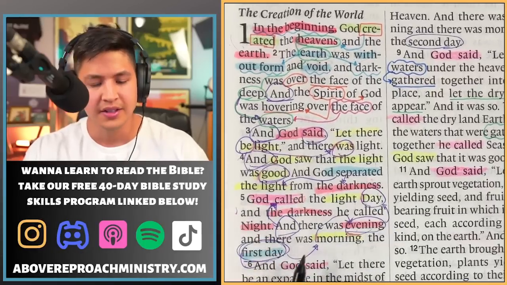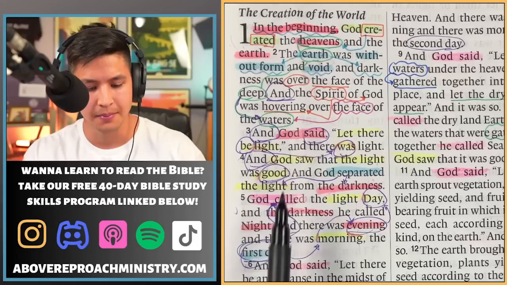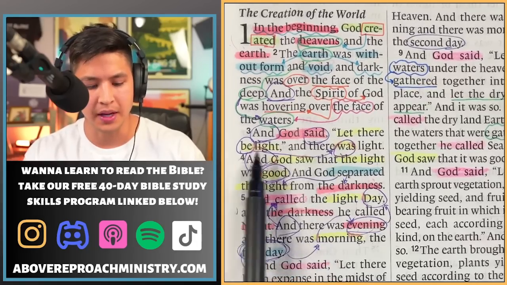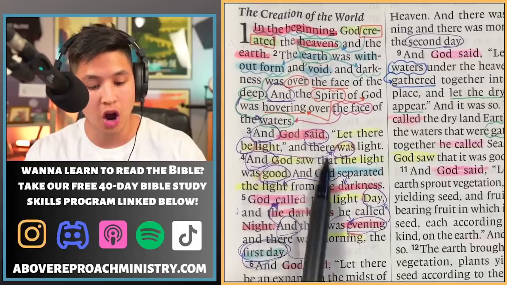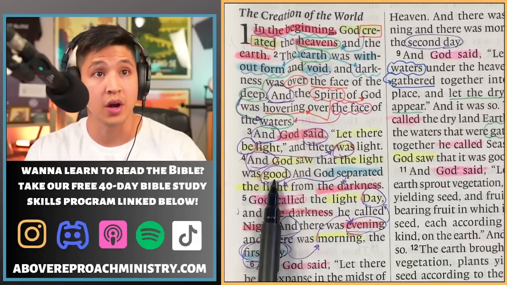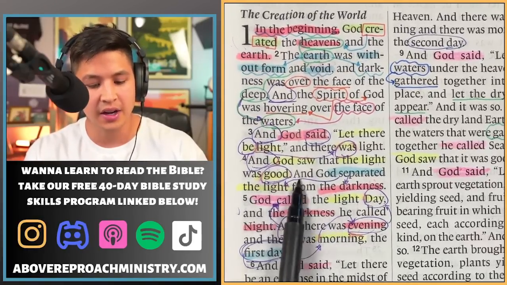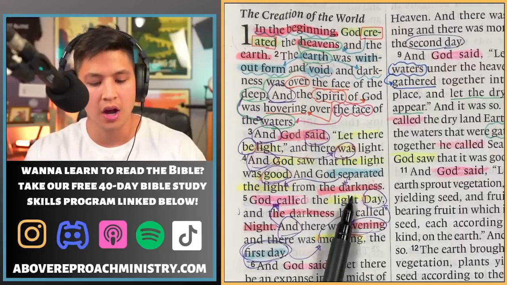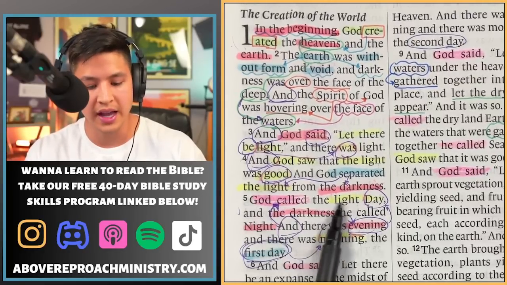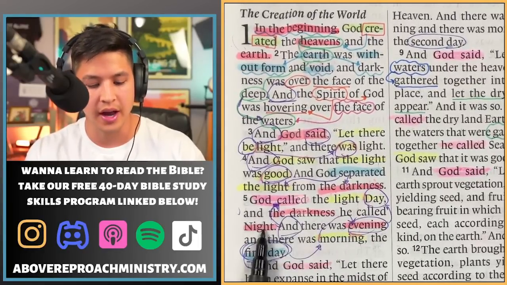This being technically the first day, look at what it says. And God said, "Let there be light." So God says, and there was light. God saw that the light was good, right? So God says, God sees, and God separated the light from the darkness. Okay, so God says, God saw, God separated, and God called the light day, and the darkness he called night.